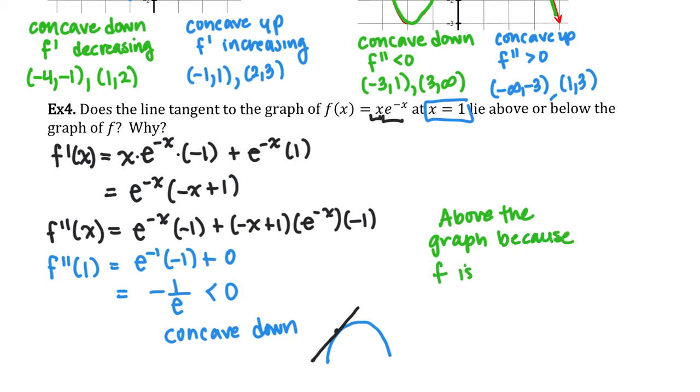Because f is concave down at x equals 1. And how did we know that? Because f double prime of 1 was less than 0. I'm going to say at x equals 1. Okay.